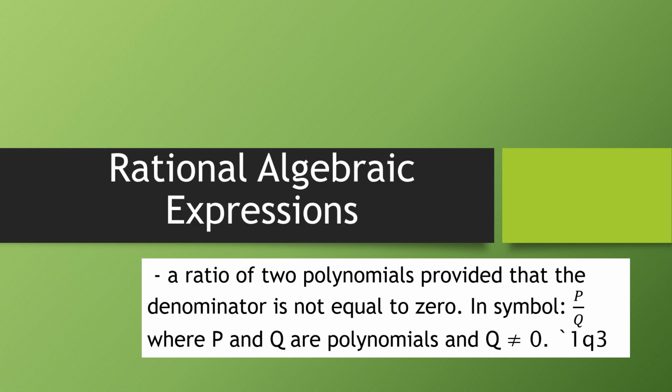How are we going to simplify? How are we going to determine if the given is a rational algebraic expression? A rational algebraic expression is a ratio of two polynomials provided that the denominator is not equal to 0. That is in symbol of P over Q, where P and Q are both polynomials. But the value of Q, the denominator, cannot be equal to 0.